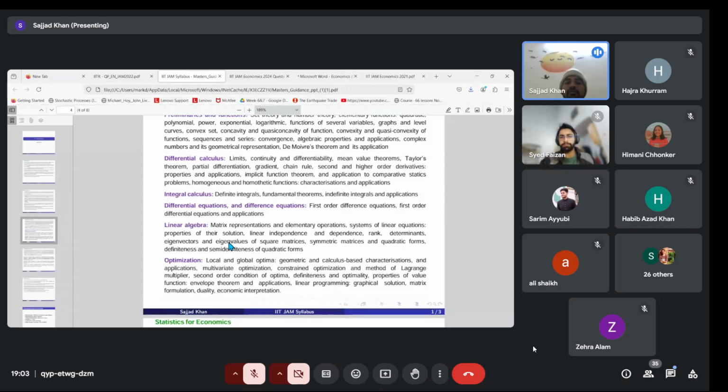Apart from that, they also ask about definiteness and semi-definiteness for a quadratic form. Quadratic forms, I think in the fifth semester in MU, we did not cover this type of question like definiteness and semi-definiteness. But some lectures are available.